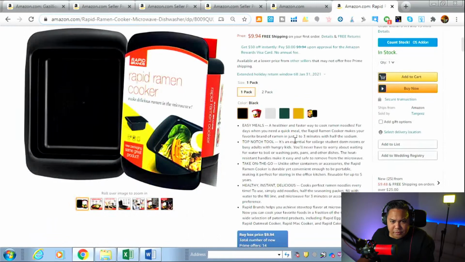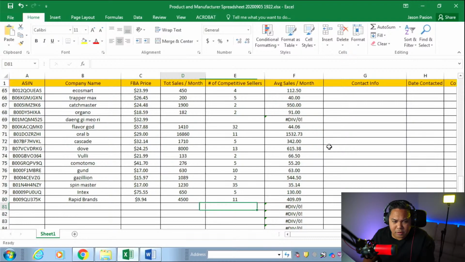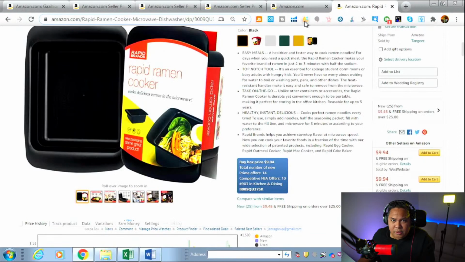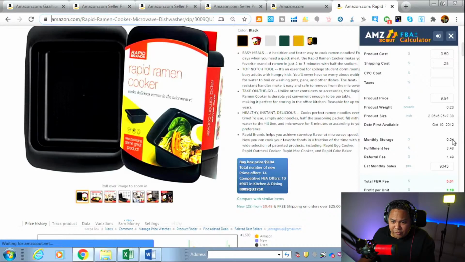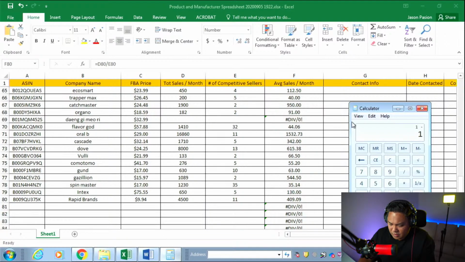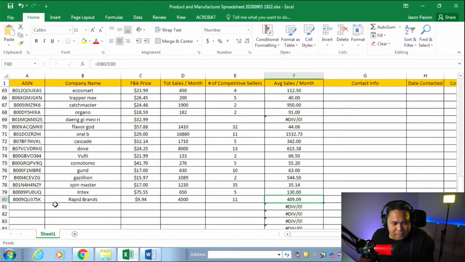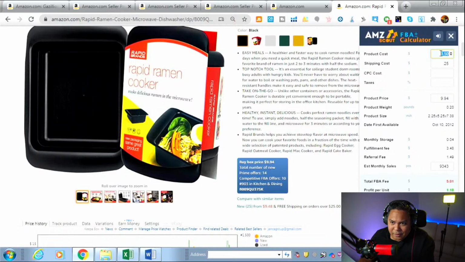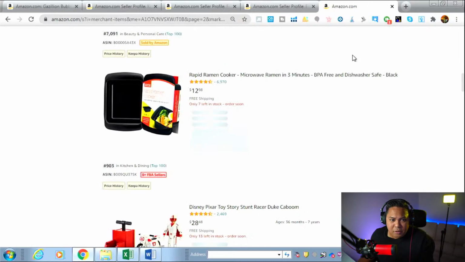Competitive sellers, we have 10, so we're 11. 409, and let's say we can get it for 3.50 a piece. We can make $1.18 per unit. So what is that? $1.18 times however many units this is, so it's 409. So you can make a profit of 482 per month of actual profit if you can get this item for 3.50 a piece. Anything above that, then your ROI starts dipping down and you can make the call. All right, let's move on.